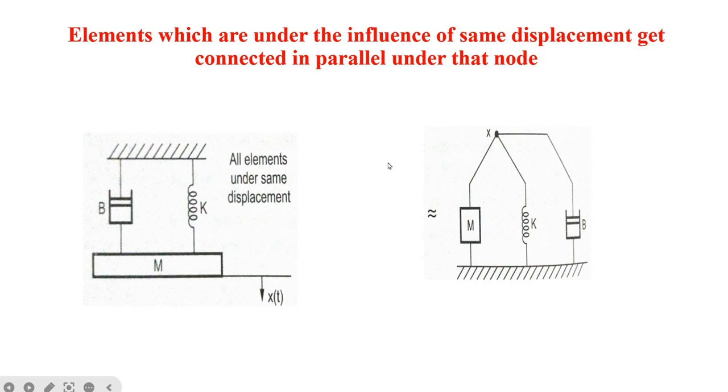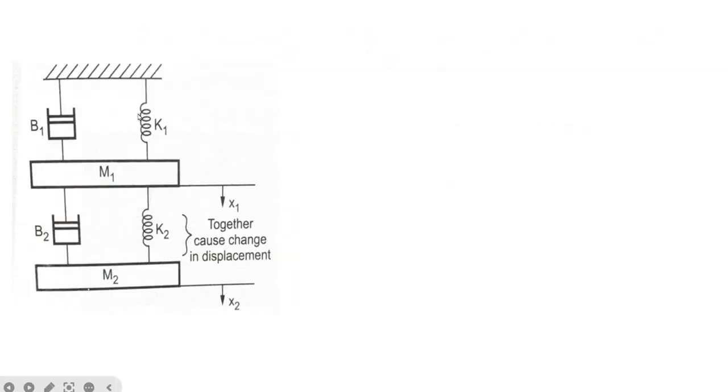Now, next case is, suppose this is the figure. Here you can see you have two displacements, x1 and x2. Under the influence of x1, you have m1, b1 and k1. And in between x1 and x2, you have b2, k2. But m2 is not in between x1 and x2, it is under the influence of x2. Why? Because mass cannot be in between two nodes, whereas friction and spring can be in between two nodes.